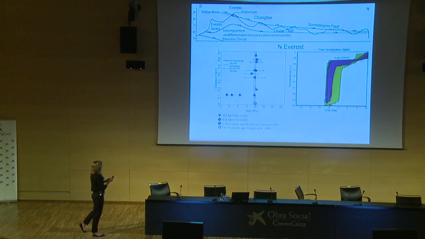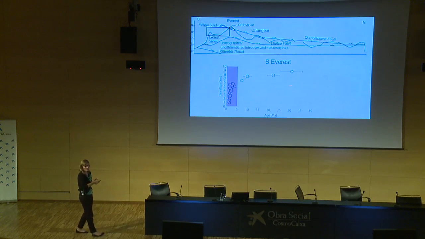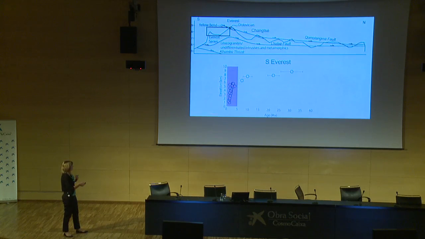Now, an interesting comparison: those are all the data from the north side of Mount Everest that I've shown you. There is a big spike at 16. This thermal model shows the same, because that's what I put in there. But if we look at the south side of Mount Everest, everything is clustered around 5, 4. All the ages on the south side of Mount Everest are much, much younger.